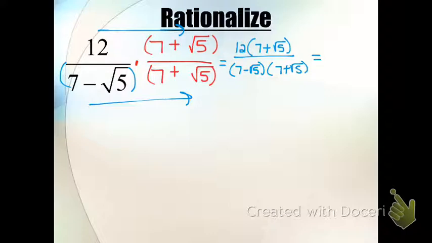In the numerator, we're going to distribute the 12, and we're going to end up with 84 plus 12 root 5. In the denominator, we're going to distribute, and 7 times 7 is 49, and 7 times root 5 is 7 root 5, and negative root 5 times 7 is negative 7 root 5, and negative root 5 times positive root 5 is negative root 5 squared.